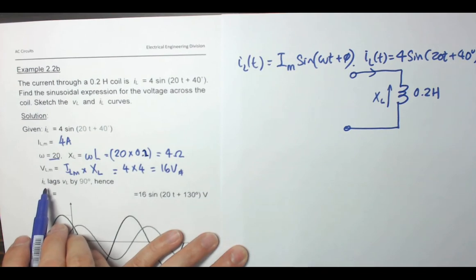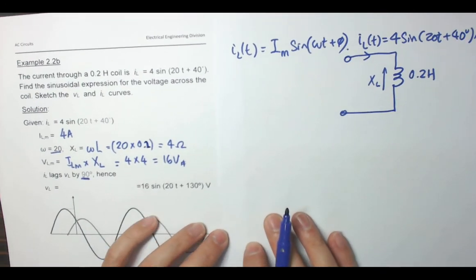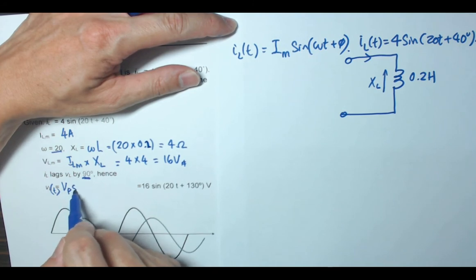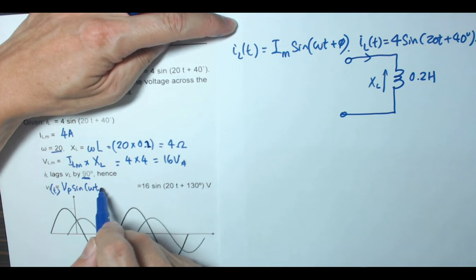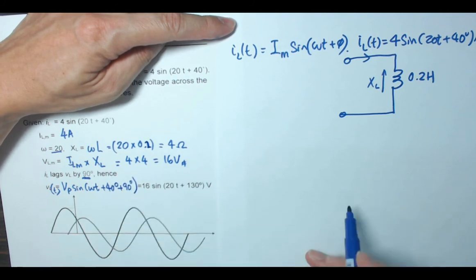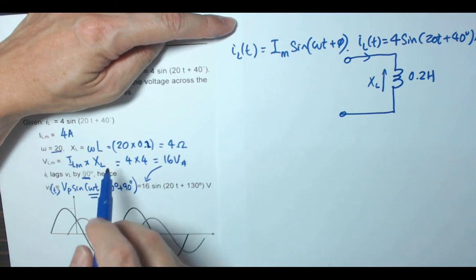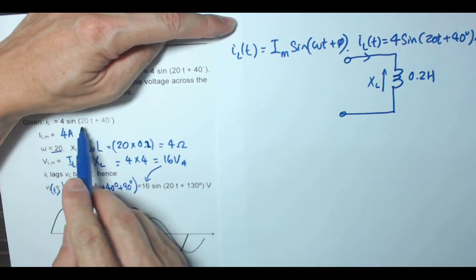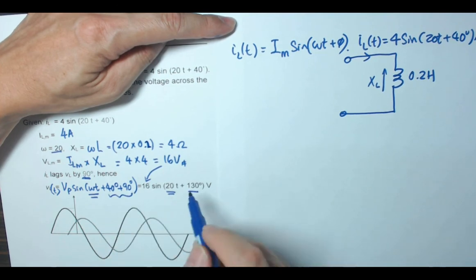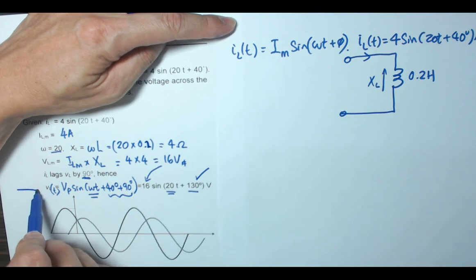Now we know that the current in an inductive circuit lags the voltage by 90 degrees, which means that if I were to write the voltage waveform, I will have to put in V peak sine (omega t plus the existing angle plus another 90 degrees). Since I calculated V peak, 16 comes here, and omega t doesn't change in an AC circuit, so we still continue with 20t, but the angle is added up, so we have 130. That's how the voltage sinusoidal waveform is derived.